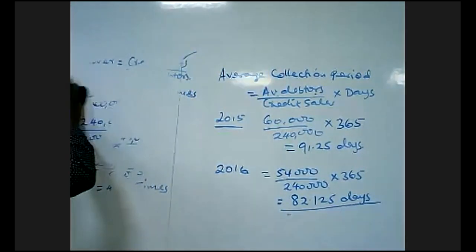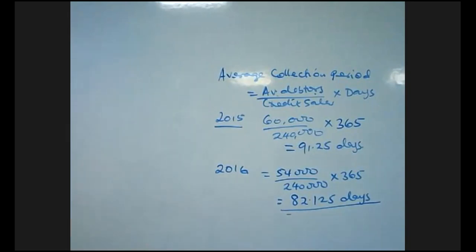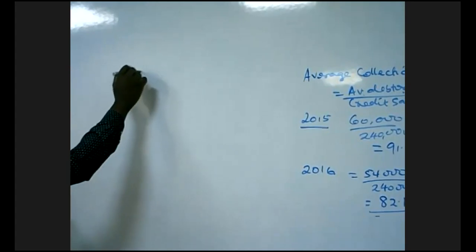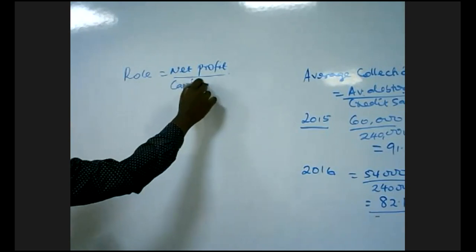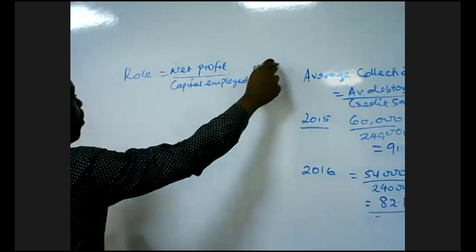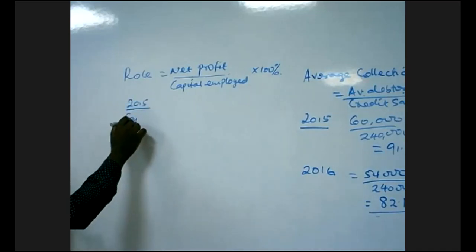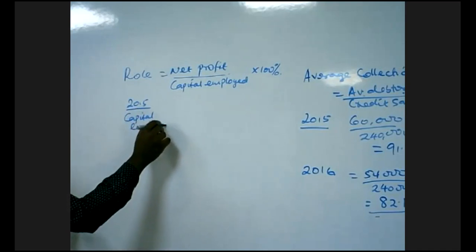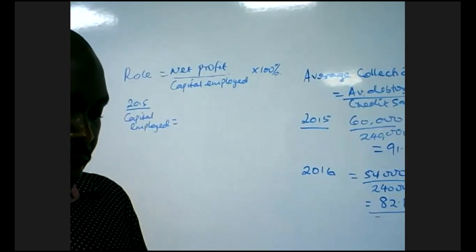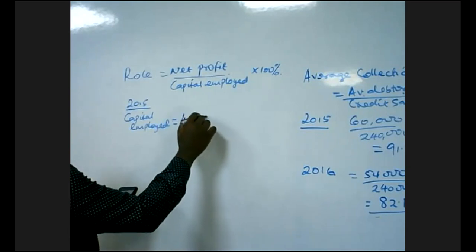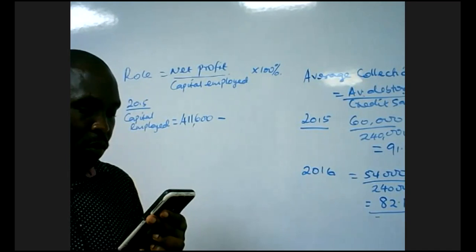So we are calculating ROCE. The net profit over capital employed. Profitability ratios are normally expressed as a percentage. So 2015, the capital employed, the total assets. Just go there and get the figure for the total assets. They are indicated there. 2015, current assets and the non-current assets were totaling 411,600. You minus the current liabilities for that year. Total assets minus current liabilities. Current liabilities for that year was 100,800.